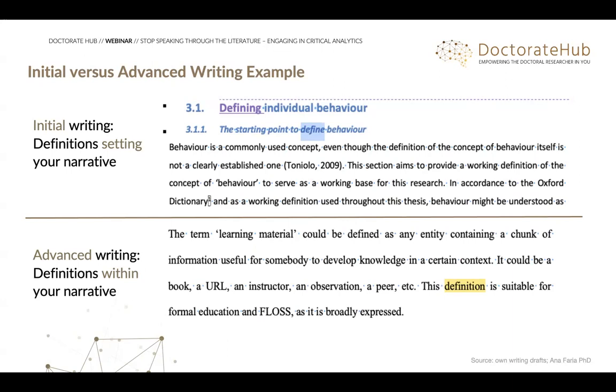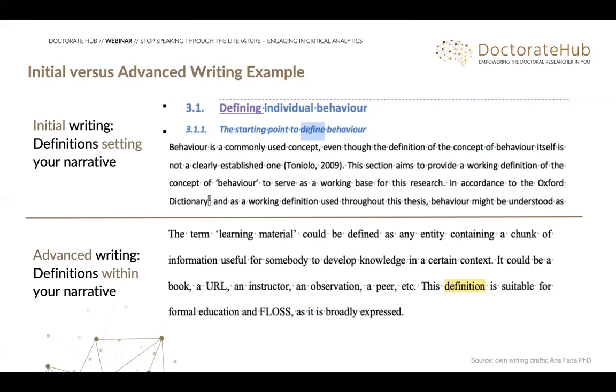Now, if you just take that, in accordance to the Oxford Dictionary, this is a clear indicator for this being initial work. Why? Because you're working over dictionaries. If you're moving towards more advanced writing, then definitions will be within your narrative, but not any longer the narrative. So if we look at the lower part, the term learning material could be defined as any entity containing a chunk of information useful for somebody to develop knowledge in a certain context.